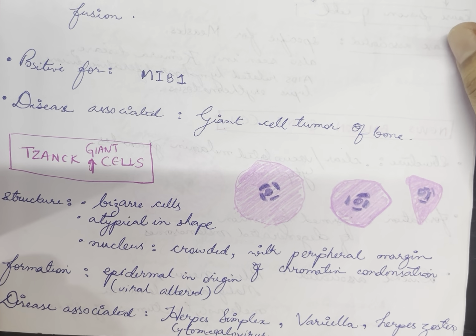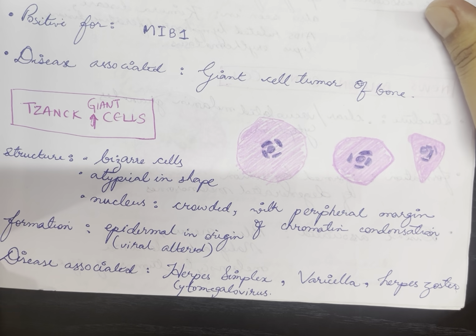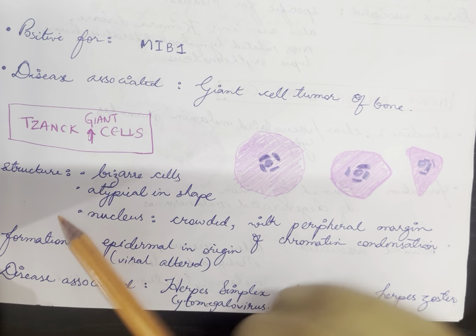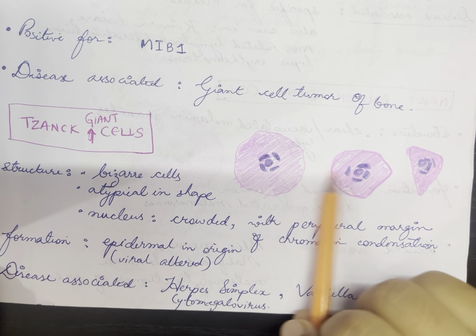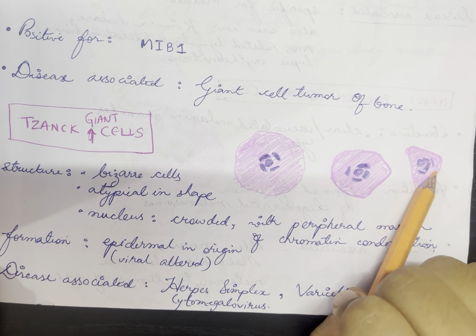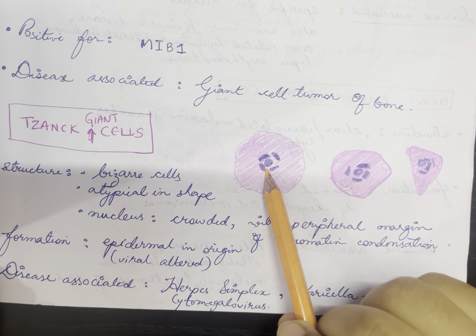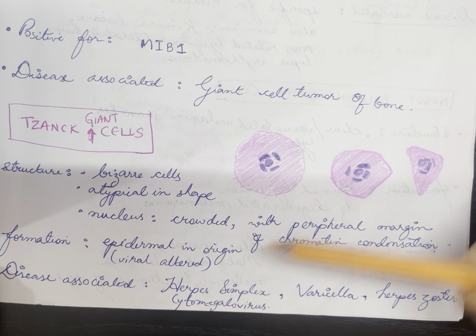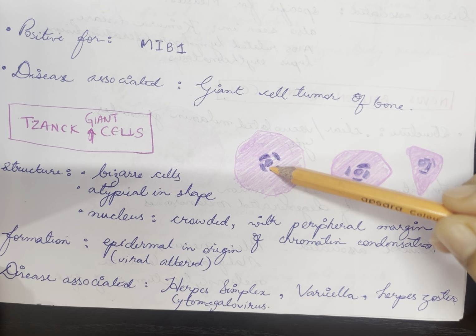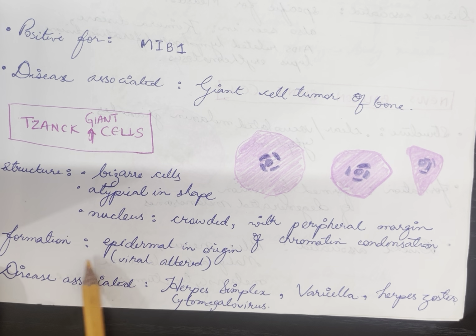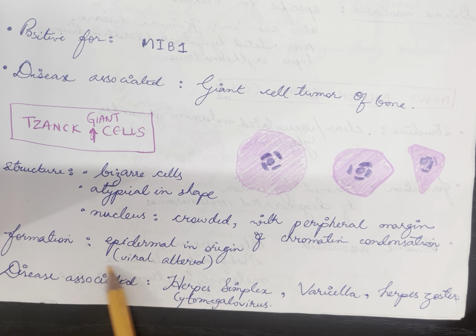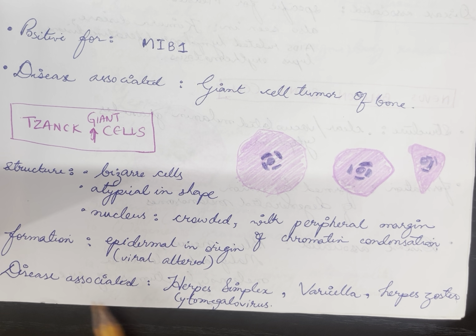Then comes Tzanck giant cells. The structure is bizarre cells, atypical in shape, and nucleus is crowded with peripheral margin of chromatin condensation. Formation is epidermal in origin, viral altered cells. Disease associated is herpes simplex, varicella zoster, and cytomegalovirus.